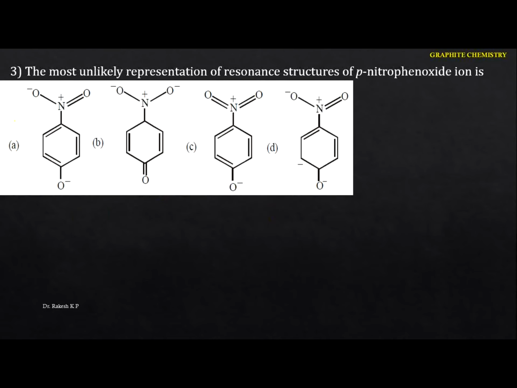The most unlikely representation of the resonance structure of para-nitrophenoxide. Just identify this, especially in the first structure. We can identify a total of 8 electrons here. Here it is having 4 electrons, and again 2 electrons, here also 2 electrons, so in total we can identify 8 electrons.